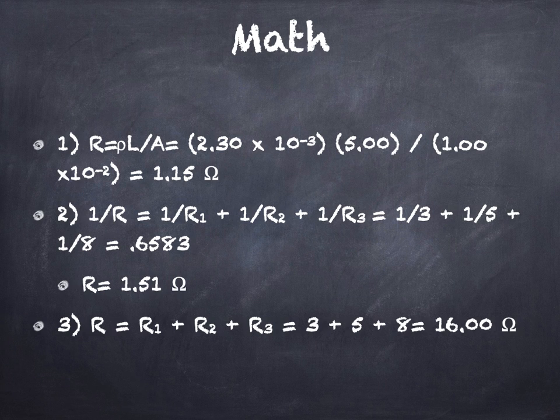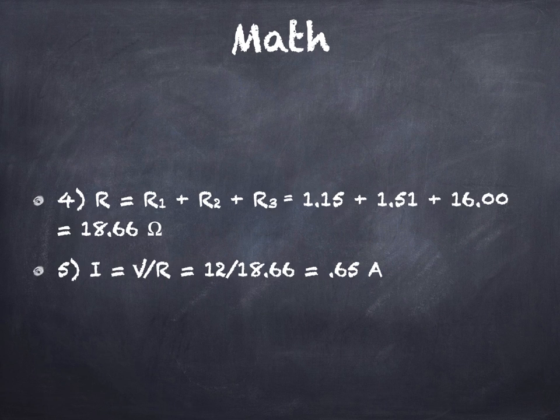Number 3, this is a series of 3 resistors. So you just add them together. 3 plus 5 plus 8 is 16. Okay? So the series is fairly straightforward. Once again, this is all plug and chug.